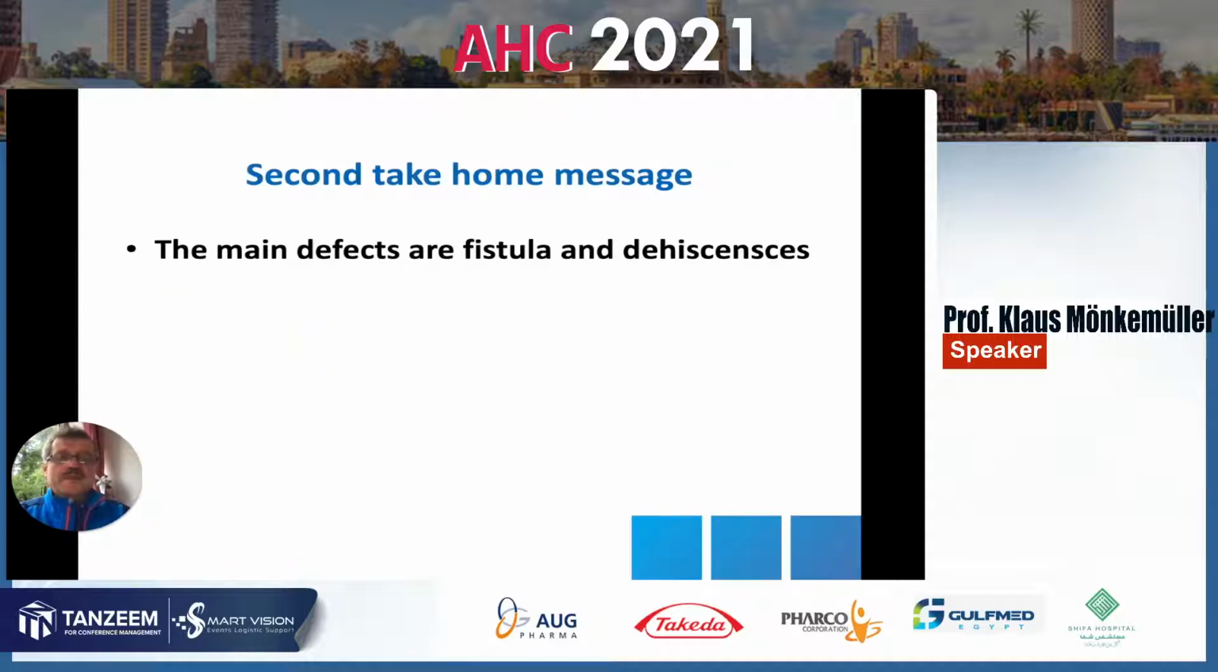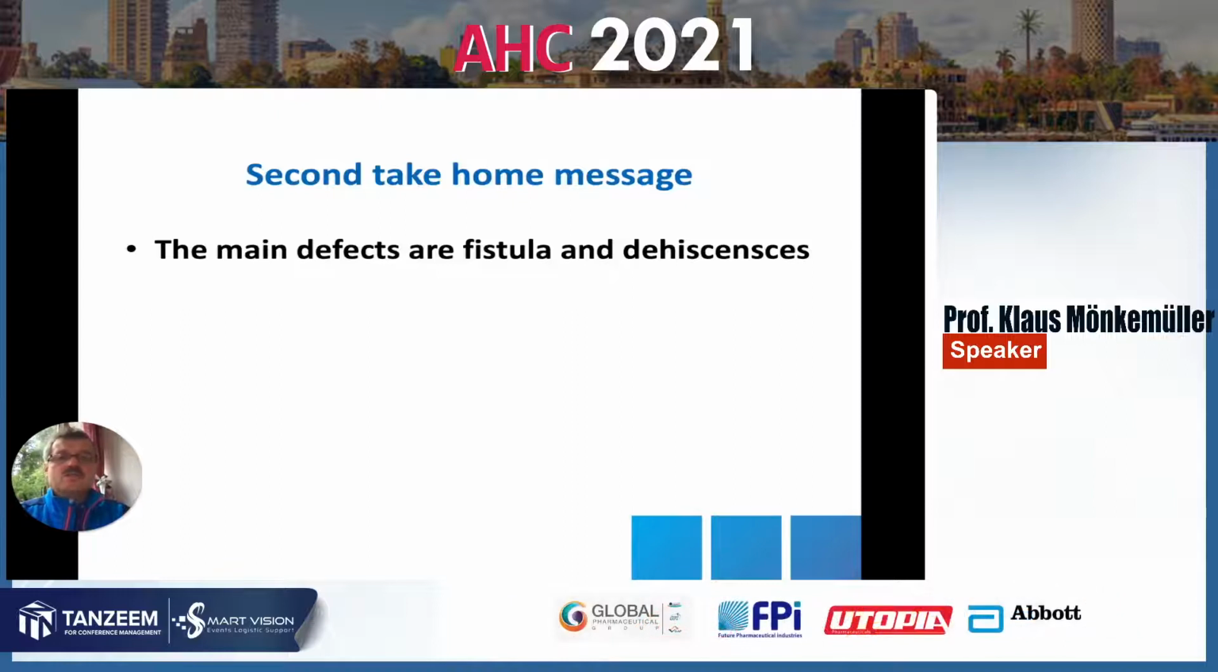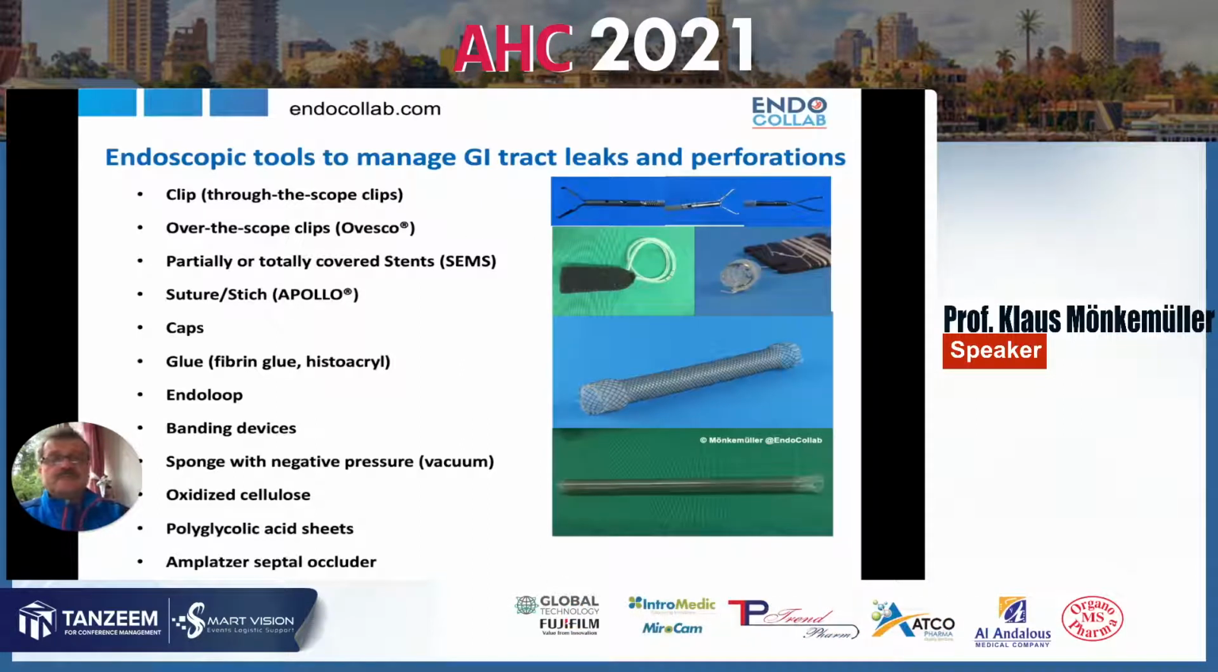The second main take-home message is that the defects after bariatric surgery most commonly encountered by endoscopists are fistulas and adhesions. Nevertheless, endoscopy is quite useful to take care of these problems, and we have a lot of different devices.